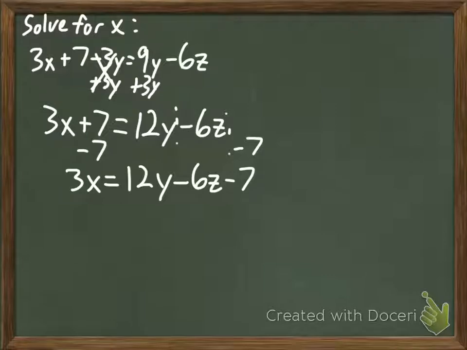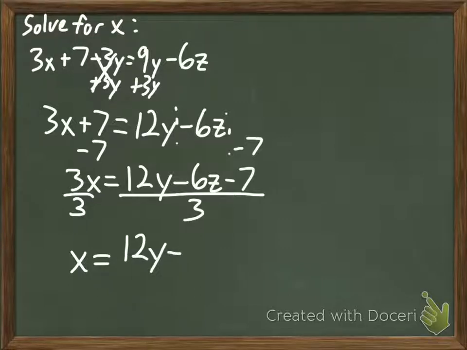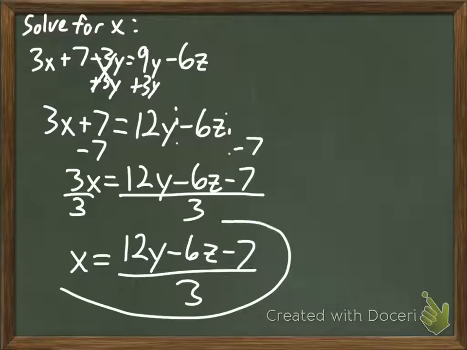Now to get rid of my 3 with my x, I divide by 3, and this time I'm going to divide the whole thing by 3. Now I can divide them each individually by 3, but I just want to write it this way, just so you can see another way to do it, and we get this. So there's your lesson. Go ahead and try some of the practice problems.